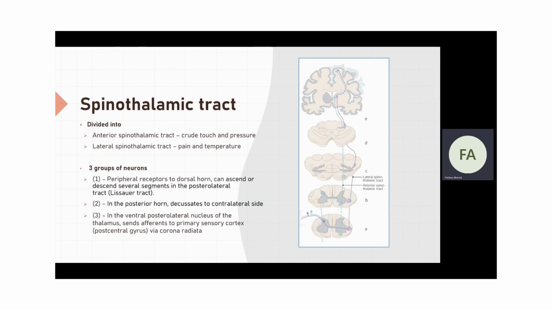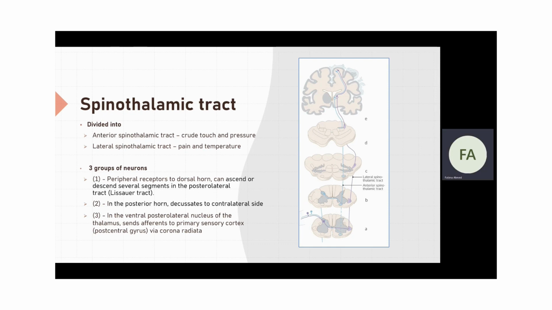First, we have the spinothalamic tract, which is divided into the anterior and lateral spinothalamic tracts. The anterior spinothalamic tract is responsible for carrying crude touch and pressure sensations, and the lateral spinothalamic tract is responsible for carrying pain and temperature sensations. The pathway itself is made up of 3 neurons.